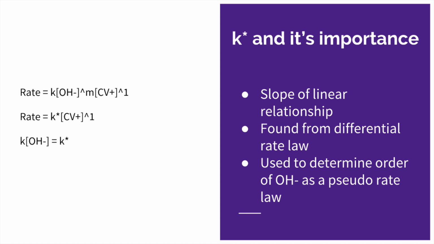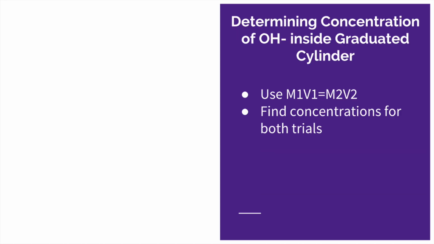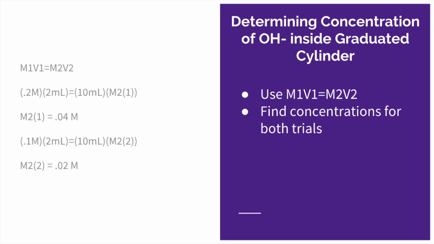And using this as a pseudo rate law, we can determine the order of hydroxide and the rate constant. Before we can do all that, we must determine the real concentration of hydroxide using the graduated cylinder. Because we added a highly concentrated small amount to a larger volume, we decrease the molarity, as molarity is moles over liters. Therefore, we must find the real molarity of each concentration of hydroxide. And using M1V1 equals M2V2, we can do just that.